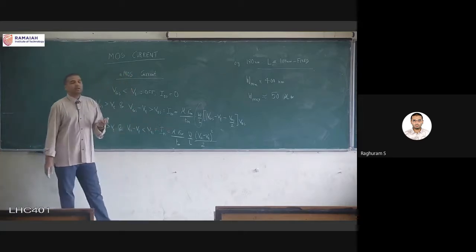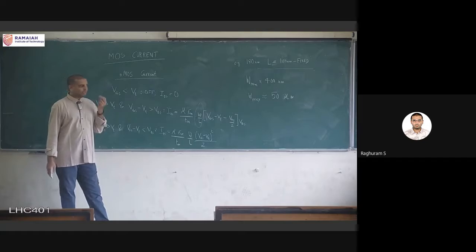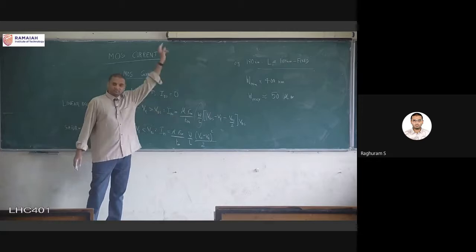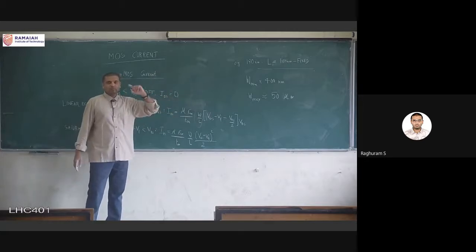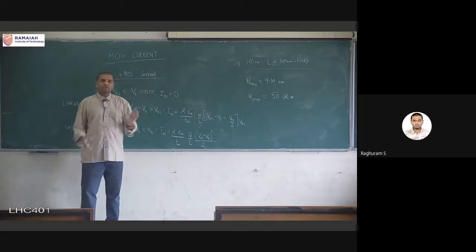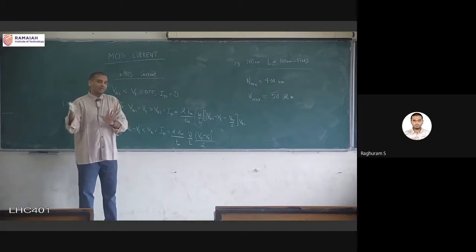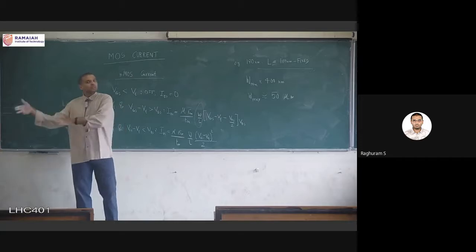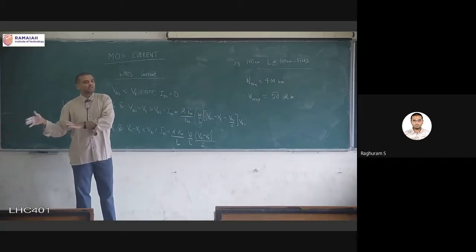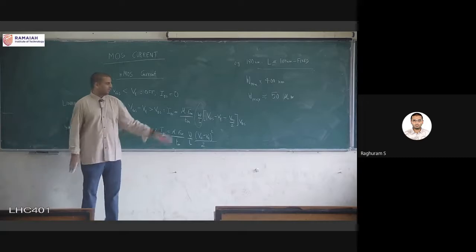The only way in which we can increase the current, the only way in which we can make the circuit faster is by increasing W by L. Again, W by L also is very important. W by L low means it is a slow circuit. W by L is large means it is a fast transistor which will in turn produce faster switching or faster circuit. So that relation is very important.